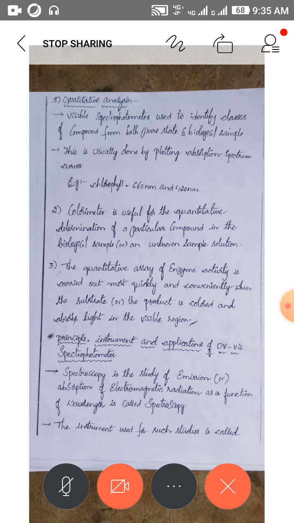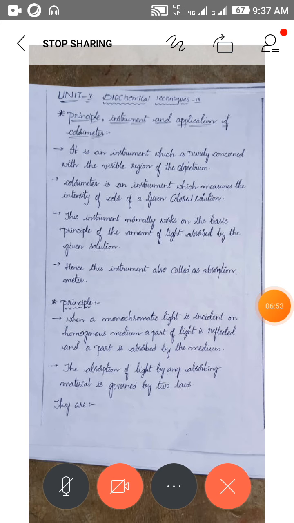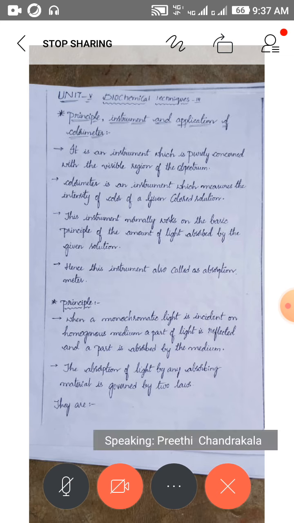The colorimeter is useful for the quantitative determination of a particular compound in a biological sample or any unknown sample solution. And the third application is the assay of enzyme activity, which is carried out most quickly and conveniently when the substrate or the product is colored and absorbs light in the visible region. This instrument is mainly based on the visible region of the spectrum. So visible region means if we have a colored solution, then we can identify the intensity of the particular solution which is given.